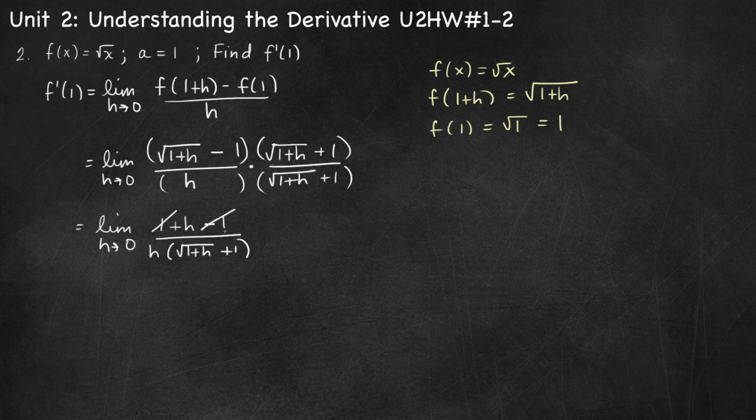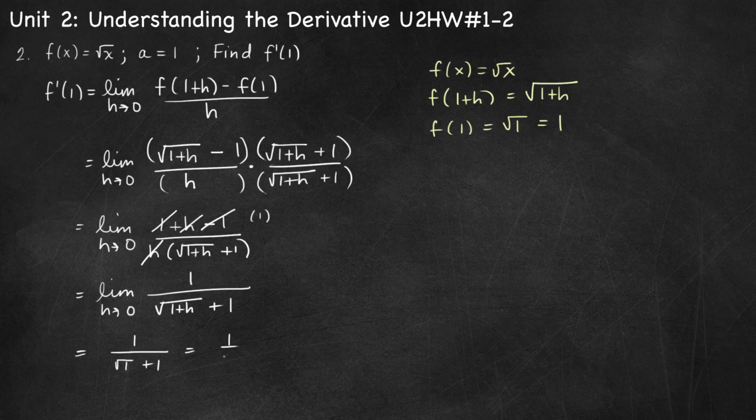1 minus 1 is 0. And then h divided by h, it just leaves me with a 1. So we have the limit as h approaches 0 of 1 over the square root of 1 plus h plus 1. And we'll find that limit using substitution. I substitute 0 in for the h. I get 1 over the square root of 1 plus 1, or 1/2. So now we have f prime of 1 equals 1/2.